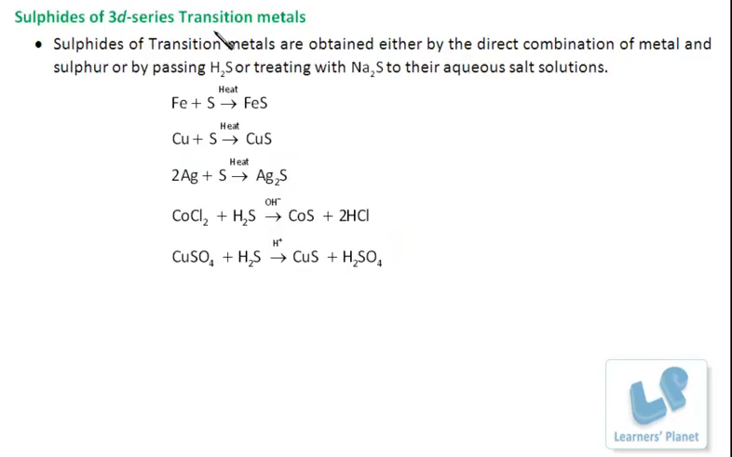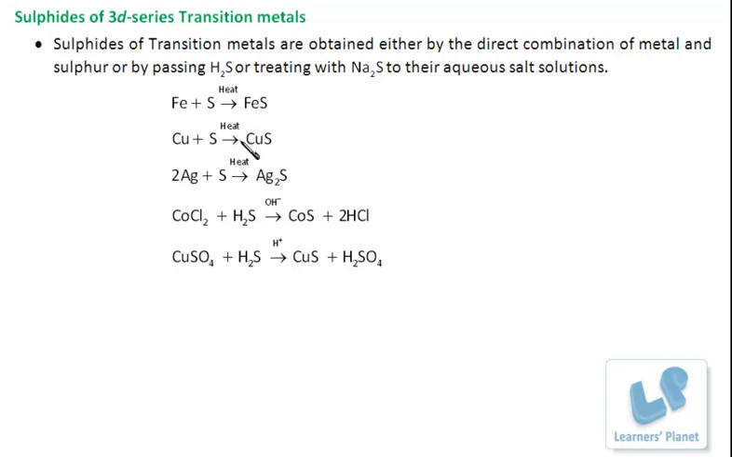Sulfides of 3D series transition metals. Sulfides of transition metals are obtained either by direct combination of metal and sulfur, or by passing H2S, or treatment with Na2S to their aqueous salt solution. So the sulfide of iron can be obtained by simply heating iron with sulfur.